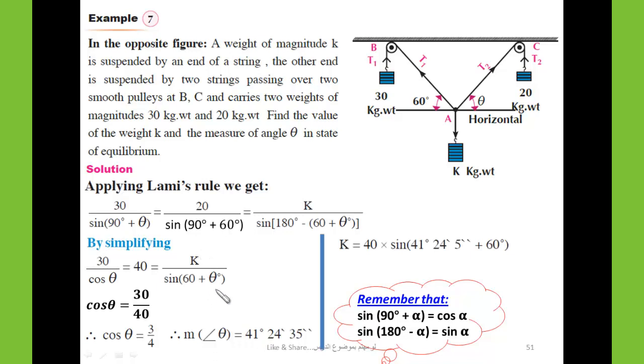To find K, we substitute theta equals 41 degrees, 24 minutes, 35 seconds. So K equals 40 multiplied by sine of 60 plus theta. K equals 40 multiplied by sine of 60 plus 41 degrees, 24 minutes, 35 seconds. By calculating this value on the calculator, we have K approximately equals 39.2107 kilogram.